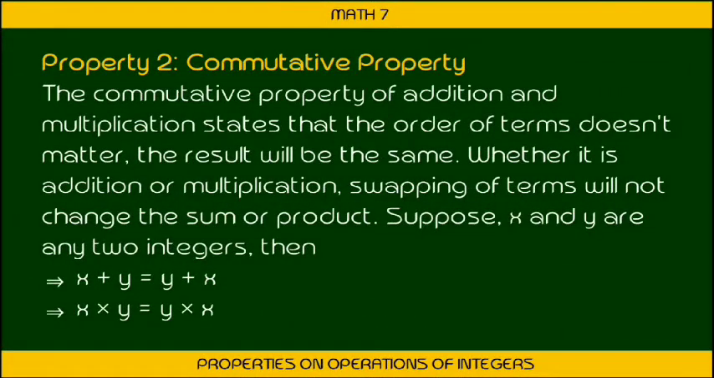Property 2. Commutative property. The commutative property of addition and multiplication states that the order of terms does not matter. The result will be the same, whether it is addition or multiplication. Swapping of terms will not change the sum or product. Suppose x and y are any two integers, then x plus y is equal to y plus x. X times y is equal to y times x. So if we're going to do x plus y, then change it the other way, that will be y plus x. X times y will be the other way, y times x.